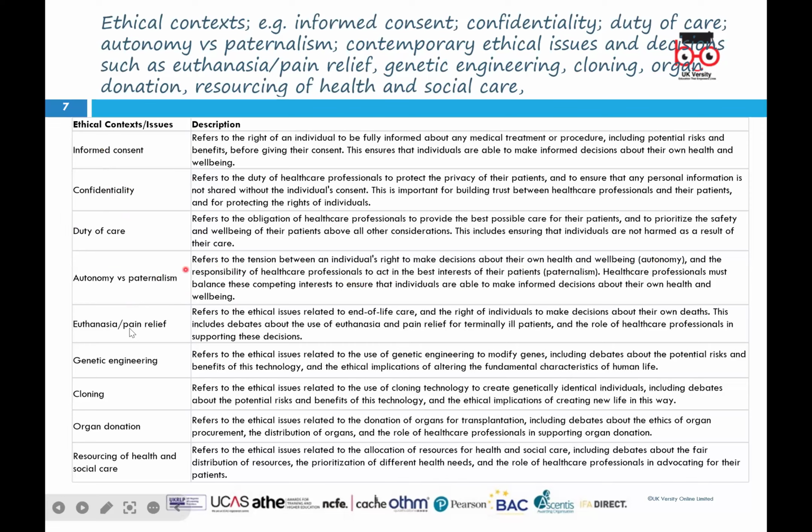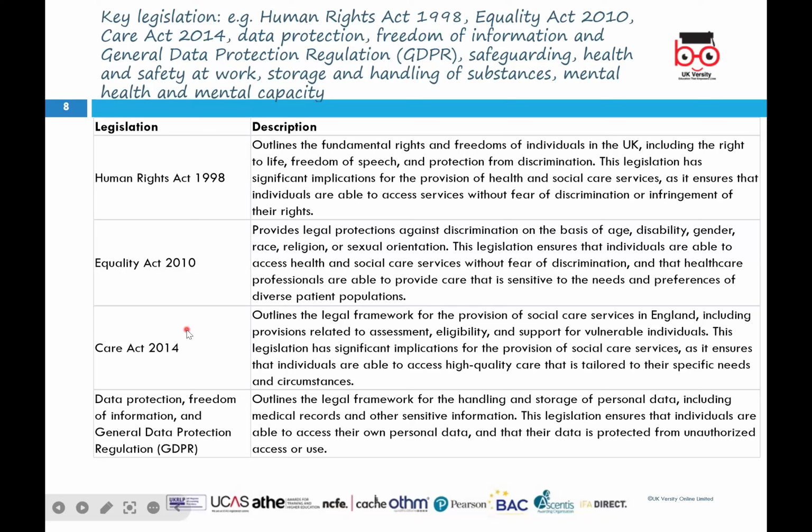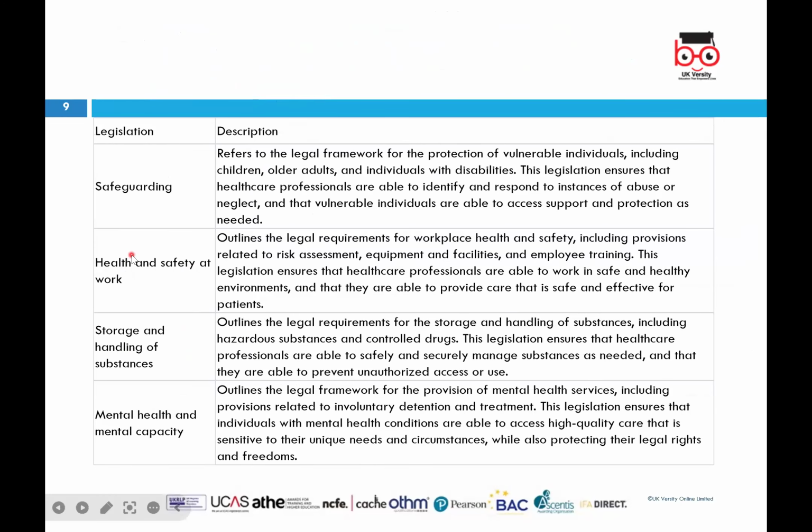We talked about all these rights. I'm not going to go into details because this will be another session in its own. Human Rights Act 1998, Equality Act 2010, Care Act 2014, GDPR, safeguarding, health and safety at work, storage and handling of substances, mental health and mental capacity.